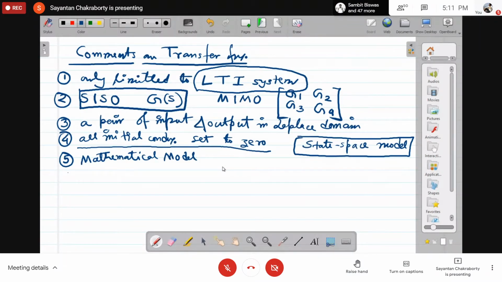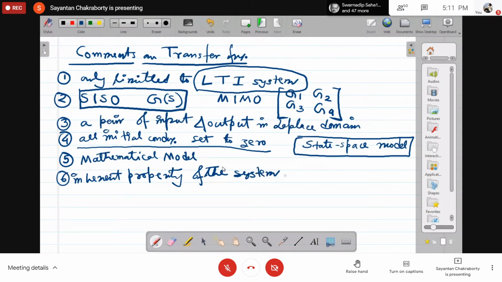Sixth point is very important. It is an inherent property of the system. Okay, and therefore it is an inherent property of the system, and therefore I think I should work on my handwriting. It's very important. It is an inherent property of the system.